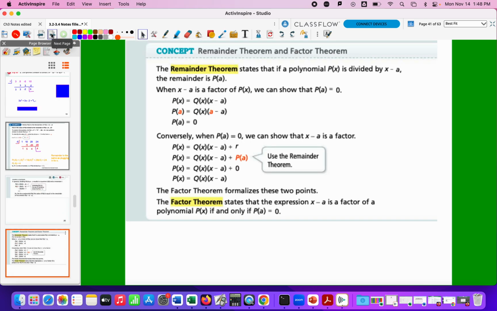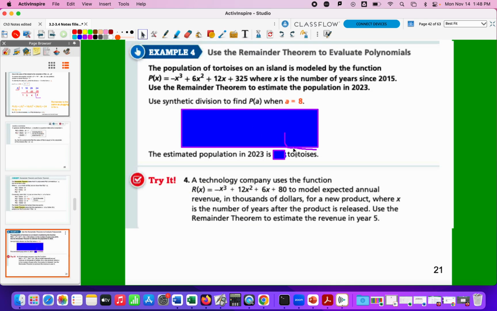Here, the remainder theorem is basically just stating that we're allowed to do that. Here would be a useful example. You've got these tortoises, it's modeled by this equation, and x is the year since 2015. Use our remainder theorem to estimate the population in 2023. Well, that is 8 years later, so my value is 8 for x. So I could plug in 8, negative 8 cubed plus 6 times 8 squared plus 12 times 8. I'm going to need a calculator for that. Those are very big numbers.